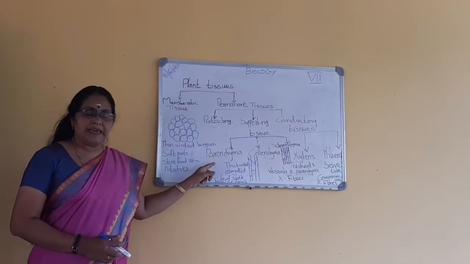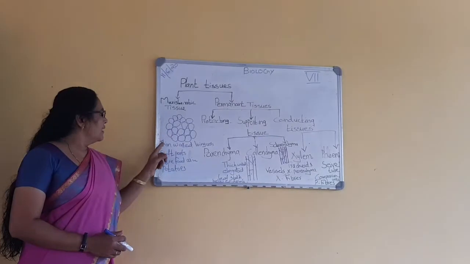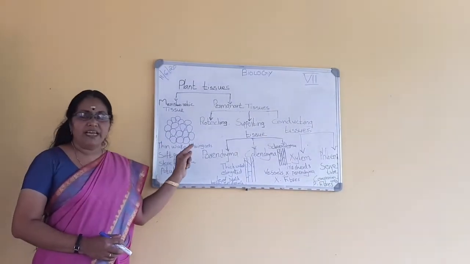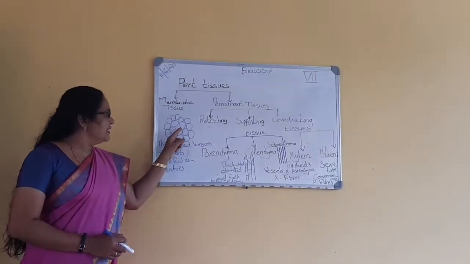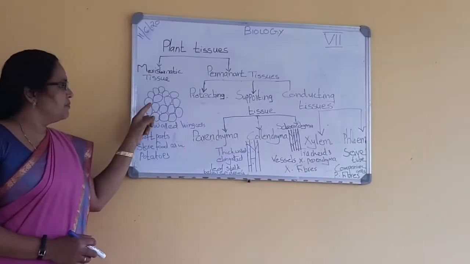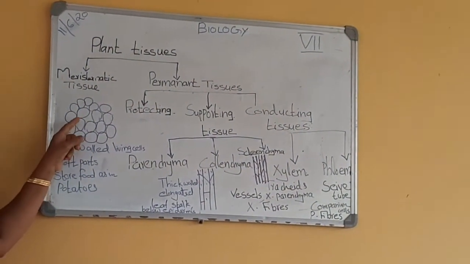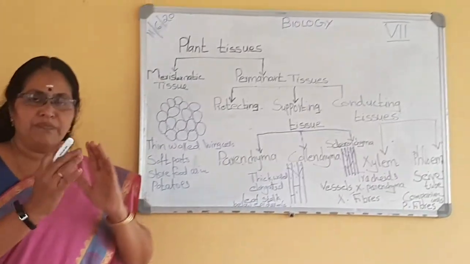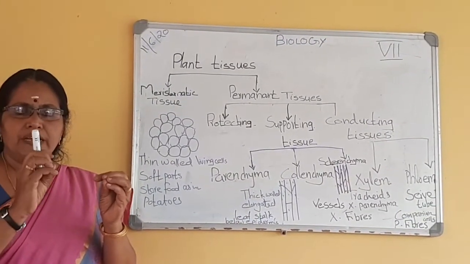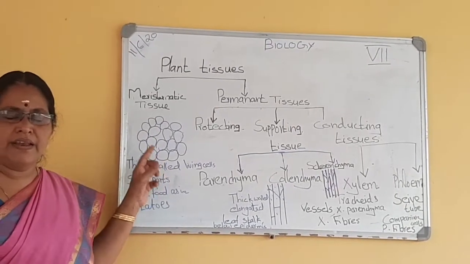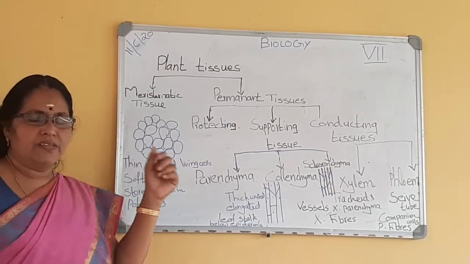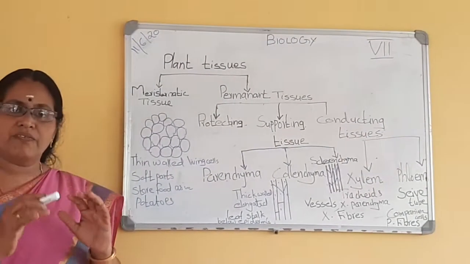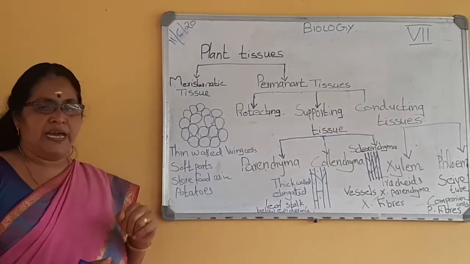First one is parenchyma. They are thin-walled living cells with intercellular spaces. That means they are round cells. In between the cells, there will be some gap. That is called inter space between the cells. So, with intercellular space. Where are they found? They are found in the soft parts of the plant.